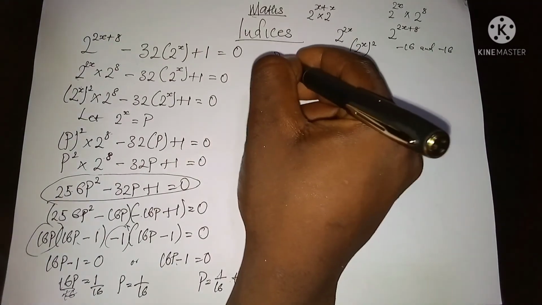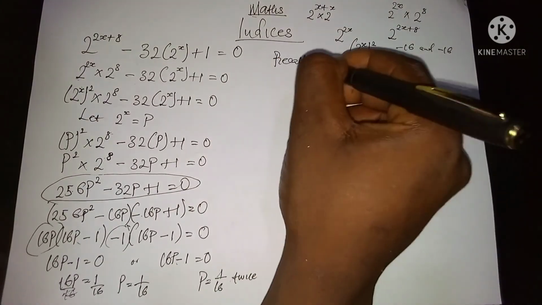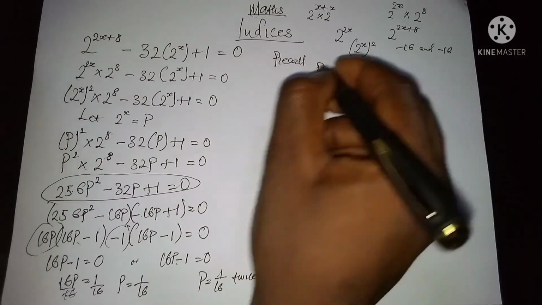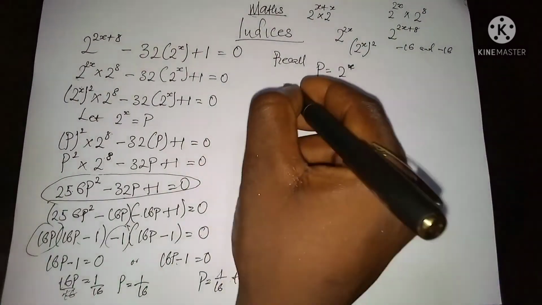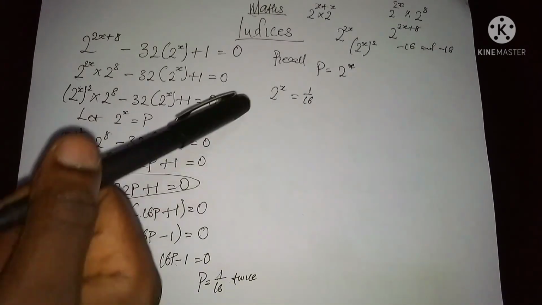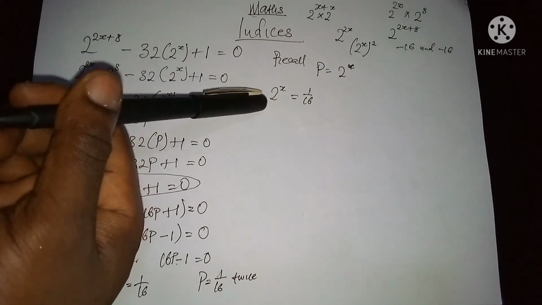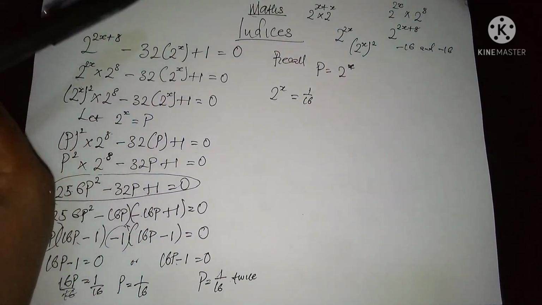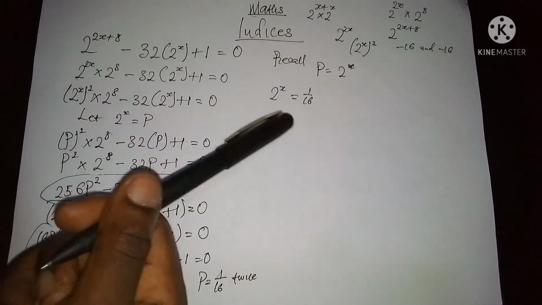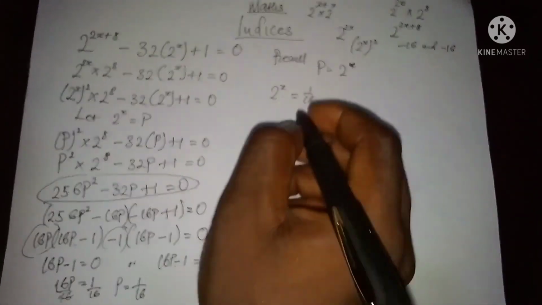Now recall that p is equal to 2 to the power of x. So if p is equal to 2 to the power of x, then 2 to the power of x will be equal to 1 over 16. And the only way to look for the value of x in this case is to reduce 16 to be equal to the base, which is 2, so that we can cancel out. And how do I do that?